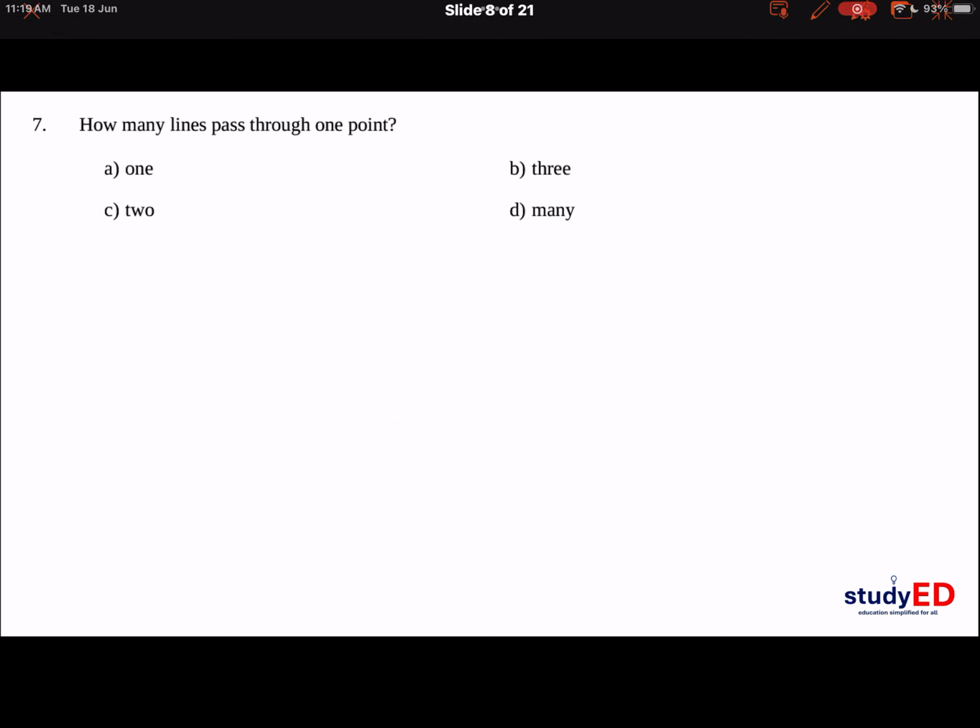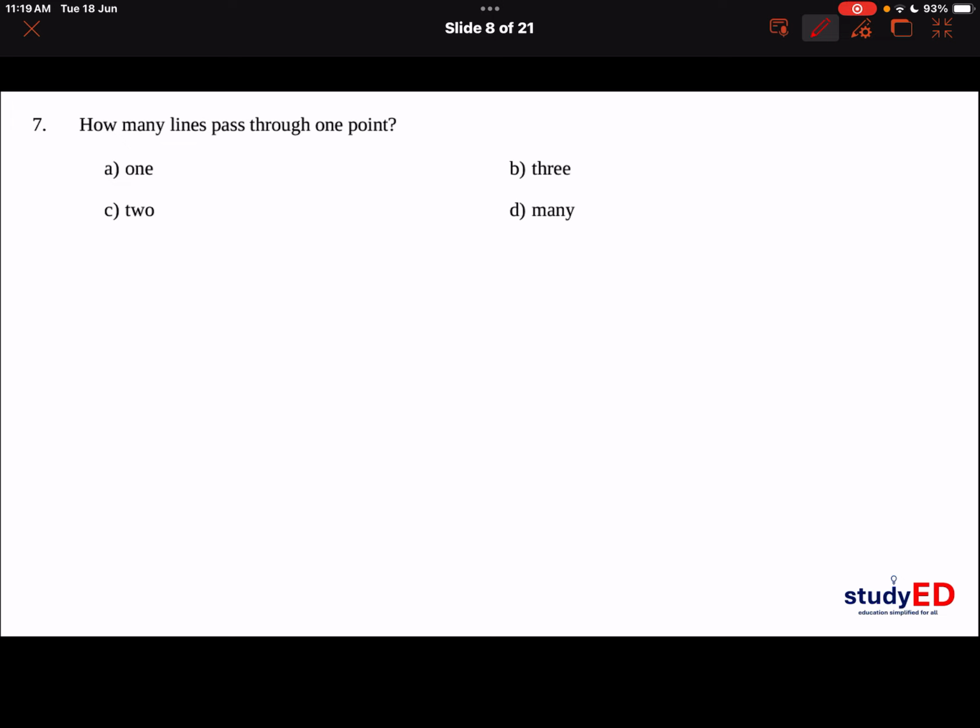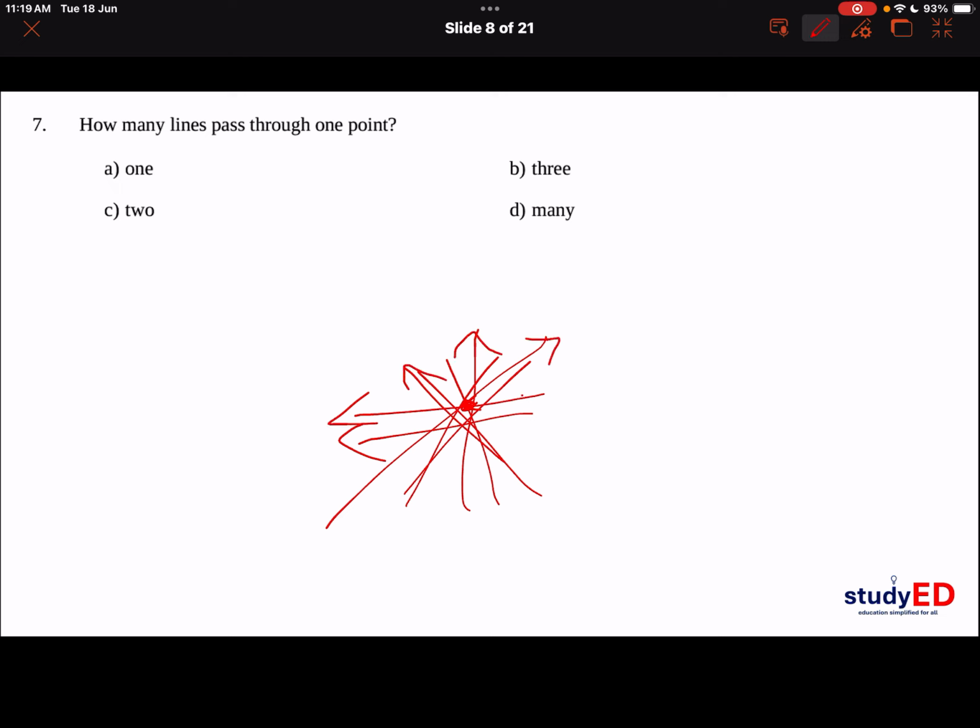How many lines pass through one point? This is also very straightforward. Look, 1 point can be the solution of many equations. 1 line, 2 line, 3 line, 4 line, 5 line, 6 line. I can go infinitely. See, two distinct points one line can pass, but through one point n number of lines can pass. Infinite. So out of that we observe 1, 2, 3 and many. Clearly 7D is the correct answer.